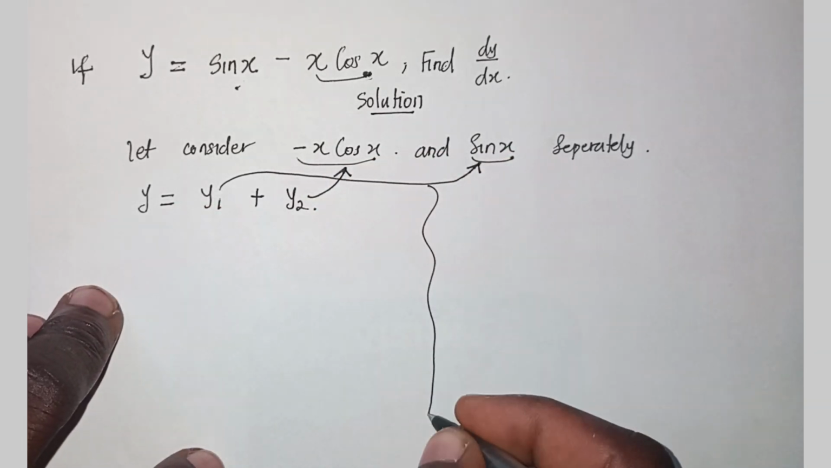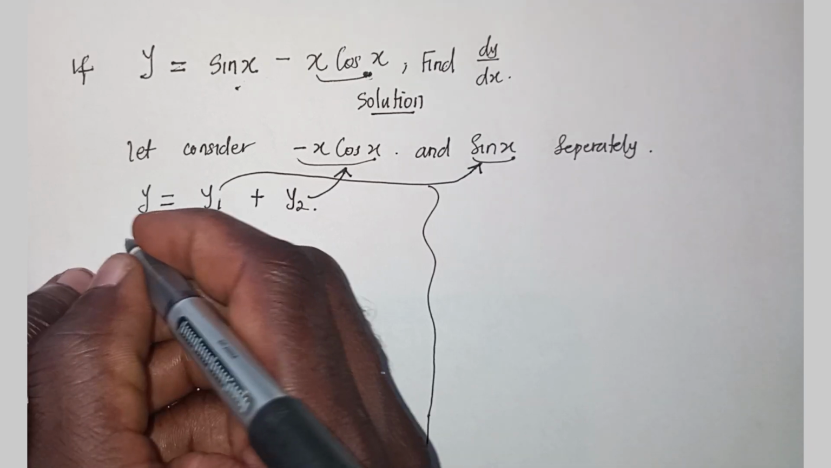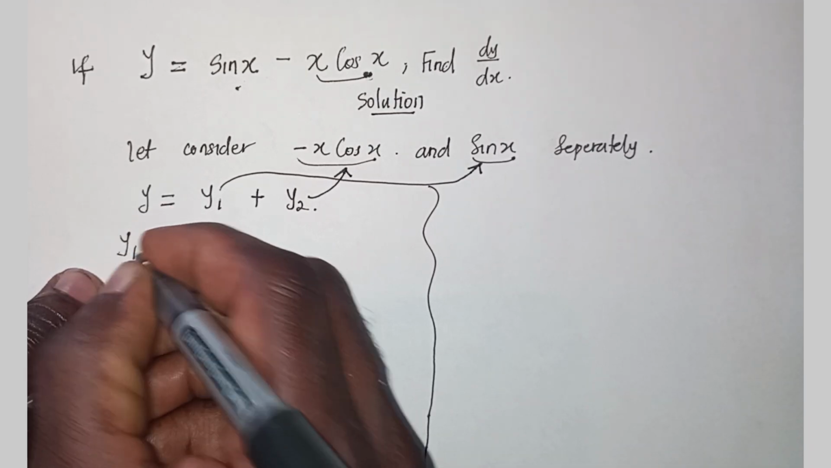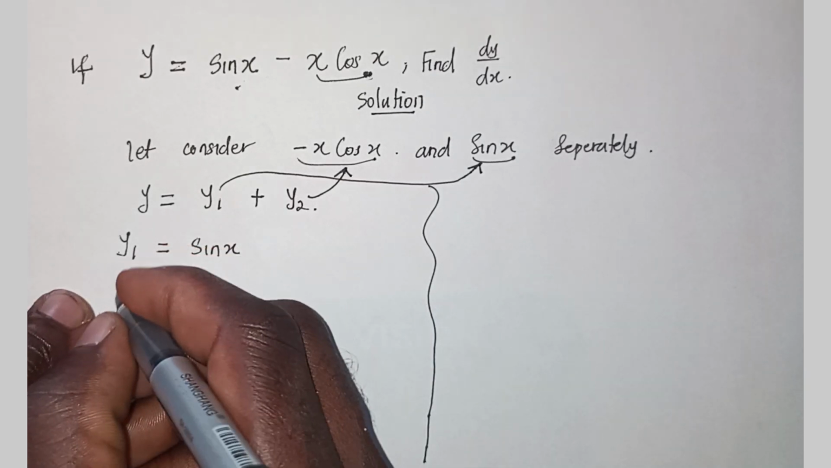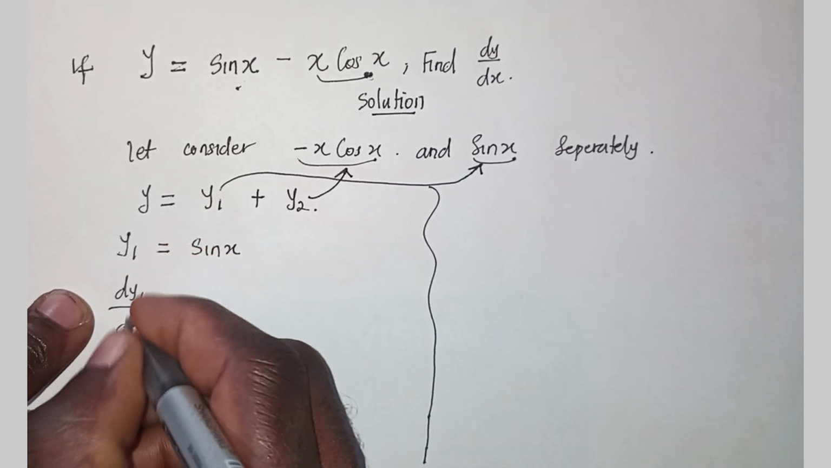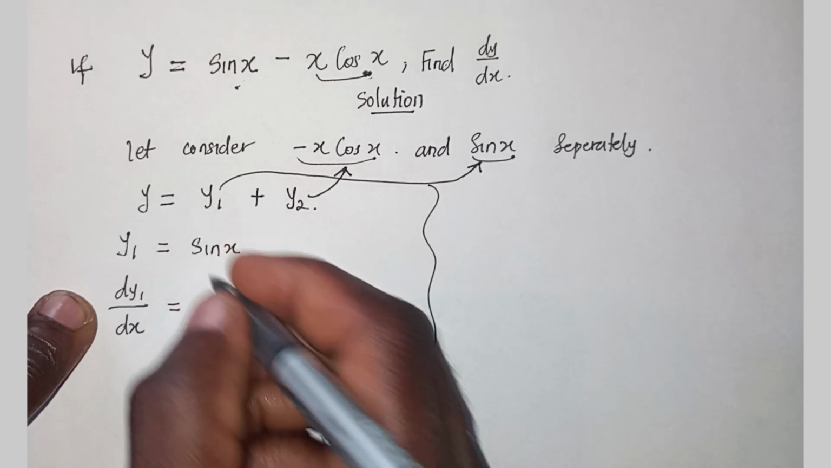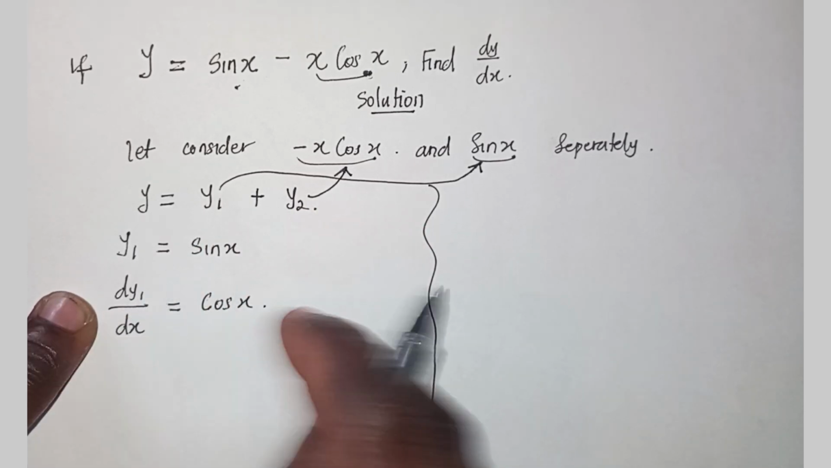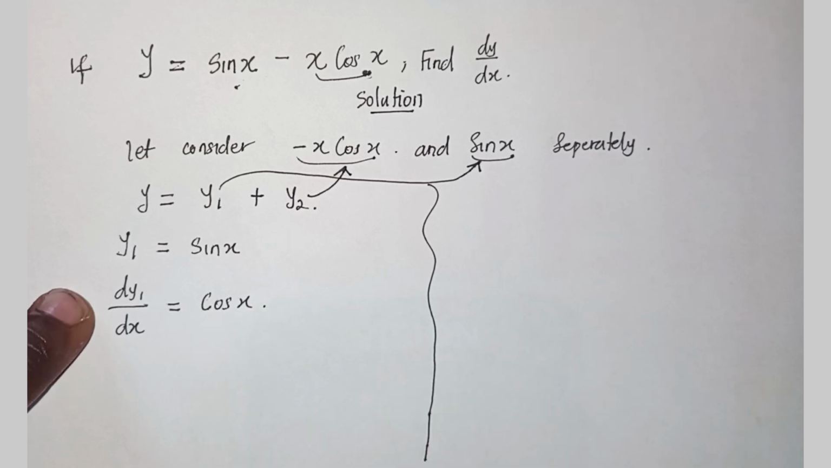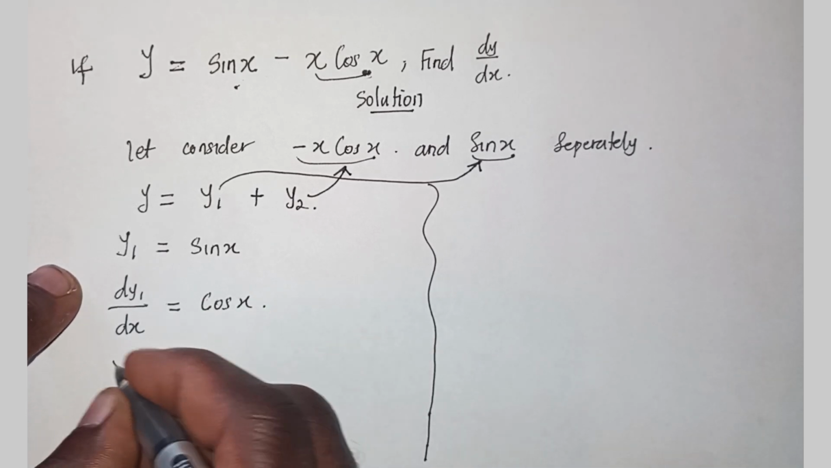So let us start from y1. If y1 is equal to sin x, then dy1/dx will be equal to what? When you differentiate sin x, you will have cos x. That y1 is done. So now let us consider y2.